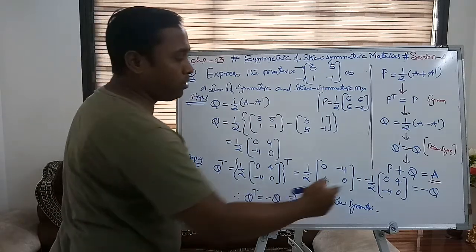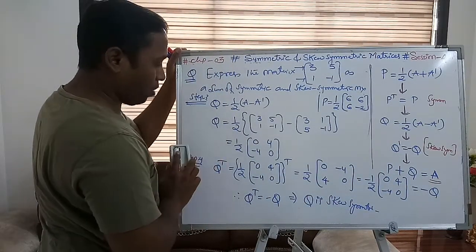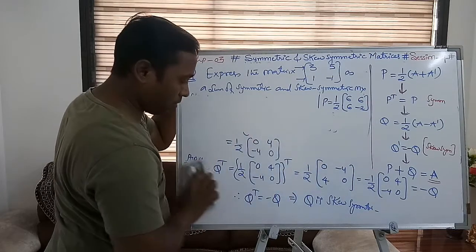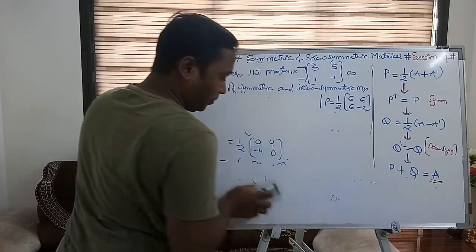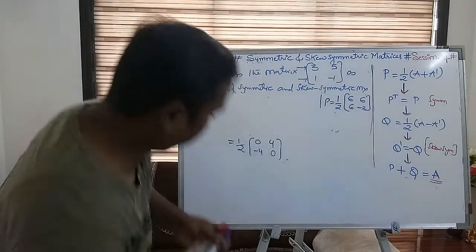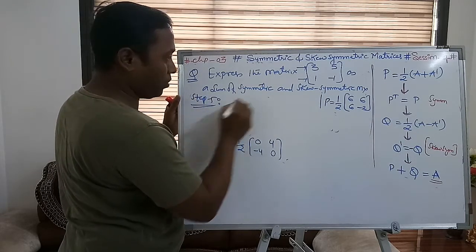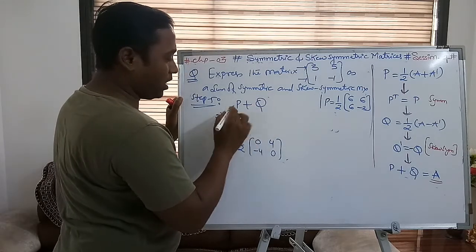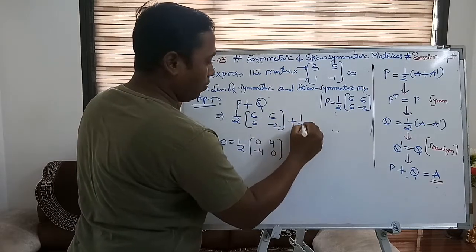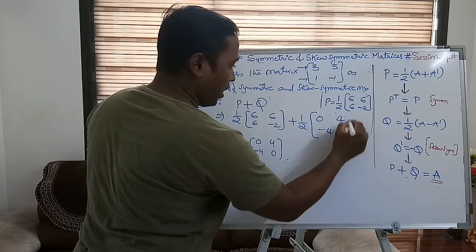Now as a last step, I'm going to add the symmetric operation and the skew symmetric operation. So I require the result of Q. That's why I'm just wiping out the steps here. Right. So I have Q as this, P as this. This is Q. This is P. Now this is step 5. What I am going to do is just add the results. What is P? This is half of 6, 6, 6, minus 2. What is Q? Half of 0, 4, minus 4 and 0.